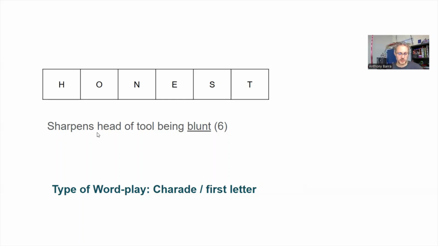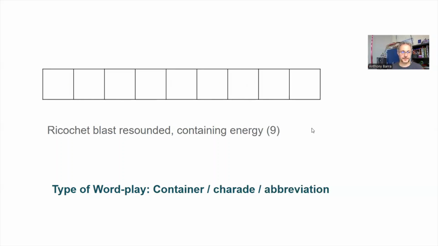And sharpens, another word for sharpens, could be hones, H-O-N-E-S. And head of tool is some word play, indicating the head of the word tool. So that would be a T. So if you combine hones and T together, you get a word for blunt.